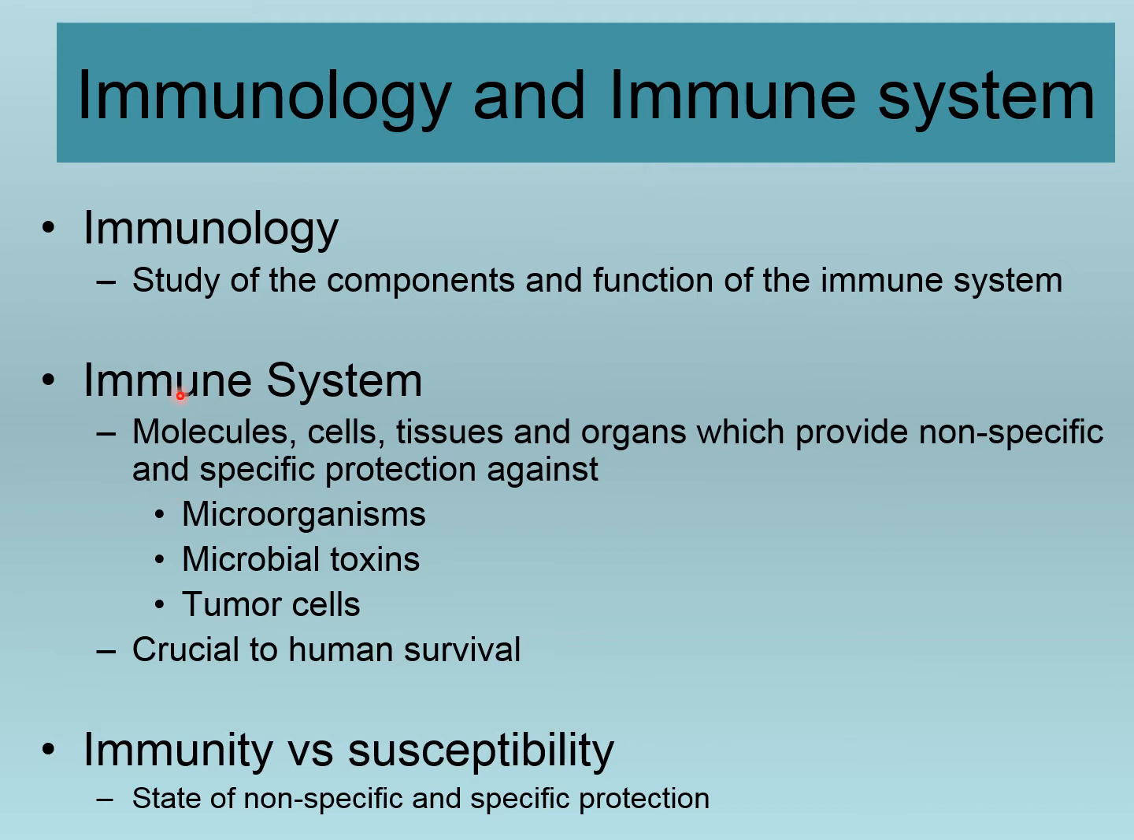Now let's see what an immune system is. The system is composed of molecules, cells, tissues, and organs which are present throughout the body, which provide both non-specific and specific protections against foreign invaders, which may be microbes, their toxins, or tumor cells.